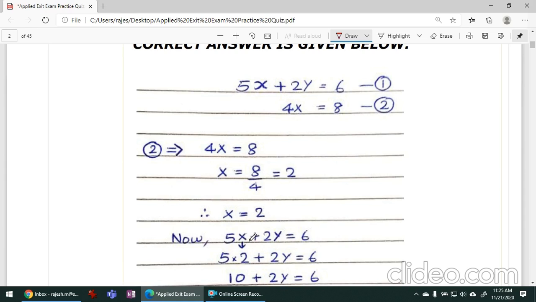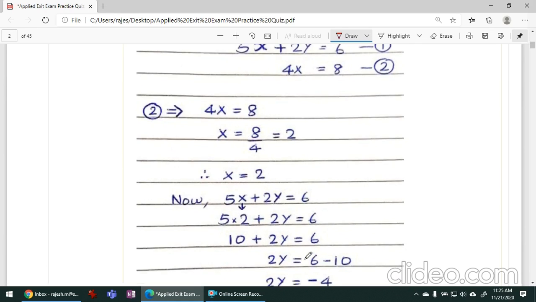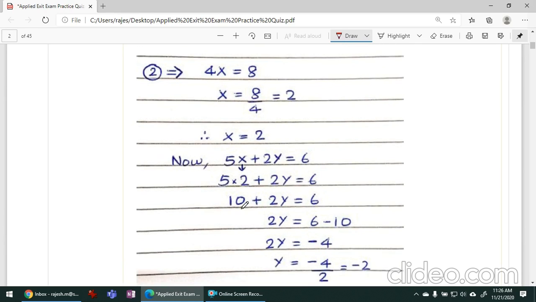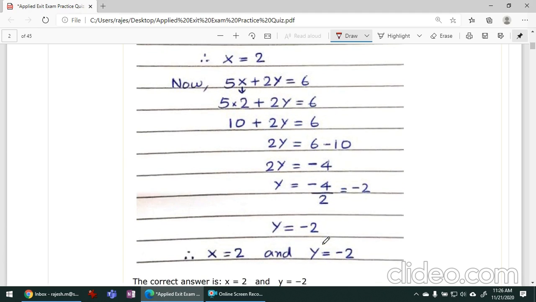2. So substitute x. So 5 into 2 plus 2y equal to 6. Okay. 5 into 2, 10. Plus 2y equal to 6. Now 10 will go to the other side. When it goes to the other side, plus 10 will change to minus 10. So 6 minus 10 equal to minus 4. Because big number minus. Okay. Now we have 2y equal to minus 4.